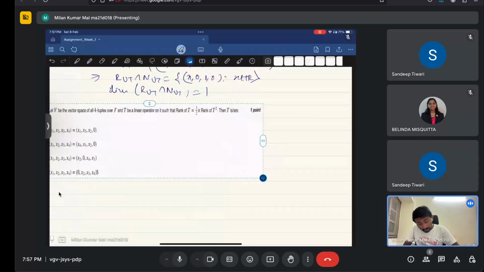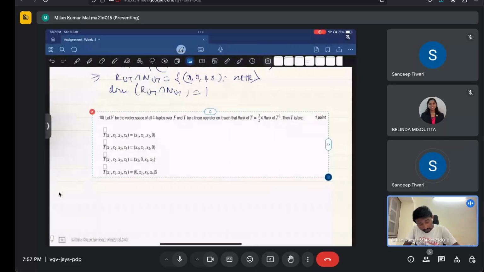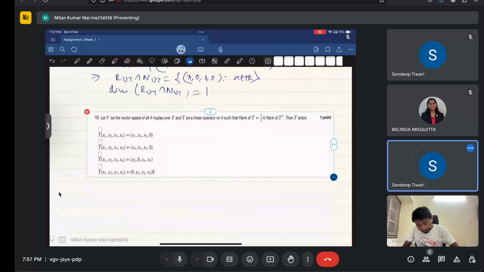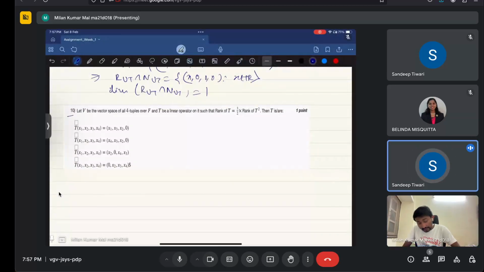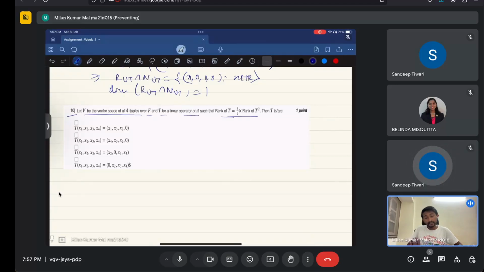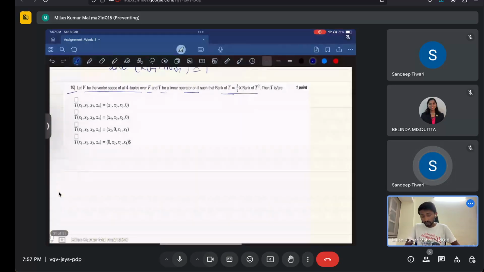Okay, this is also something of verification. Let T be a linear operator on V, a vector space of all four-tuples over F, such that rank of T equals this. Then T is... So you have to check one by one. I'll check two, and if time permits, I'll discuss all the others. So let's start with the first one.